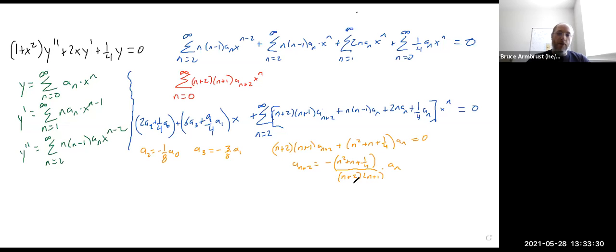All right, so are we good with that recursive piece? All right, so here we go. Let's get other ones then. So a sub 4, if we use this formula, we're going to let n equal 2, right, to get 4. So we're going to get 4 plus 2 plus a fourth. So that's 25 fourths divided by 4 times 3. And so I'm pretty sure that's minus 25/48.